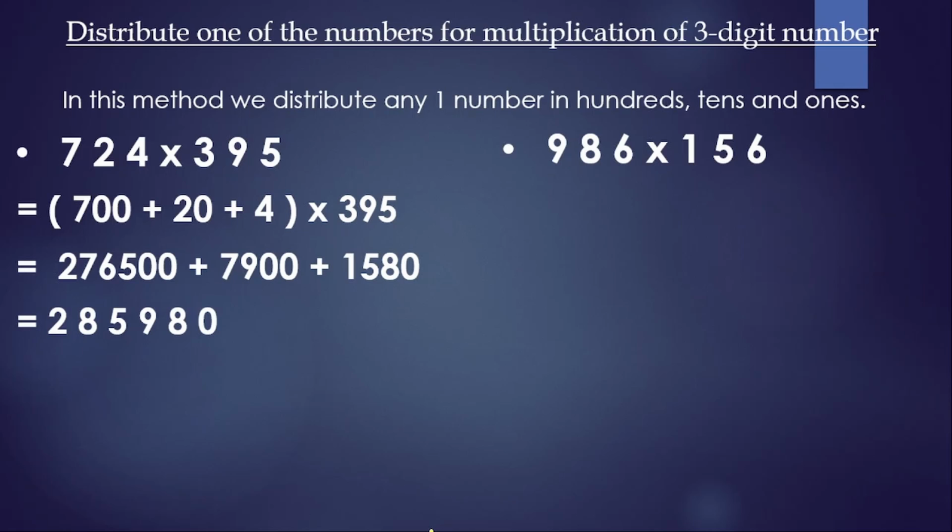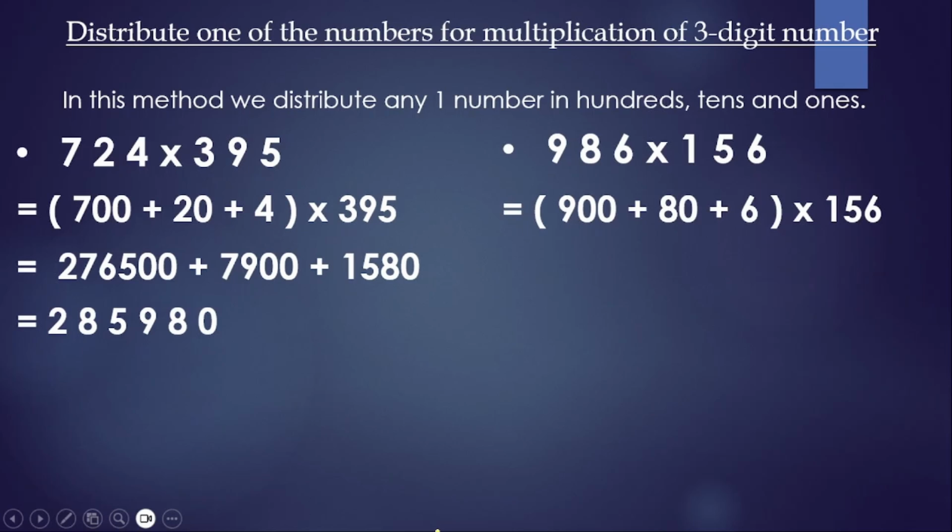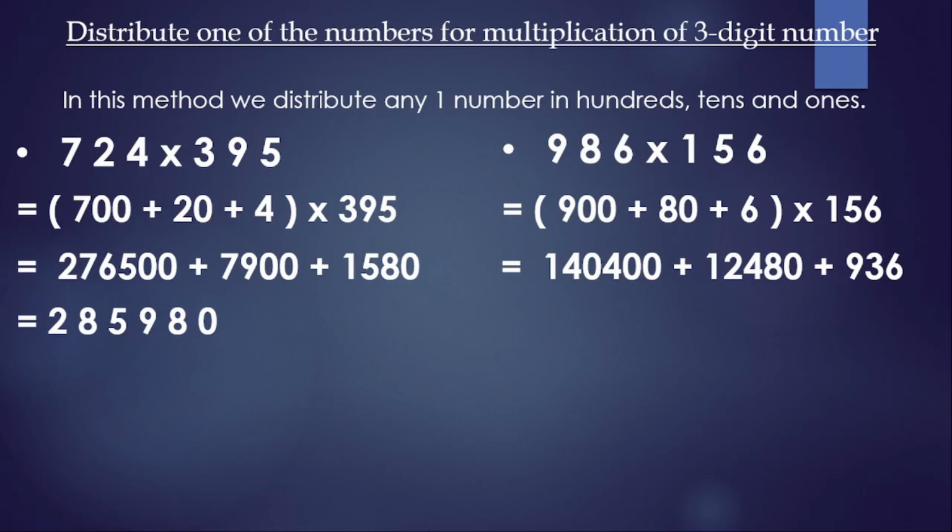Let us take another example. In this we are going to distribute 986. It is always better to distribute the bigger number in the calculation. So 986 is distributed as 900 plus 80 plus 6. Try solving it. So 900 times 156 is 140400. 80 times 156 is 12480, and 6 times 156 is 936. What do we get as a result?